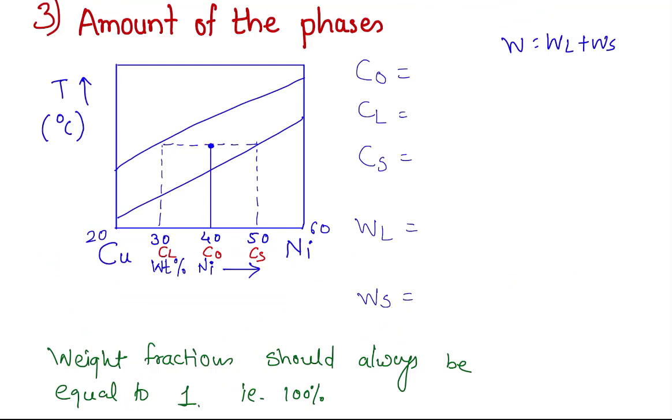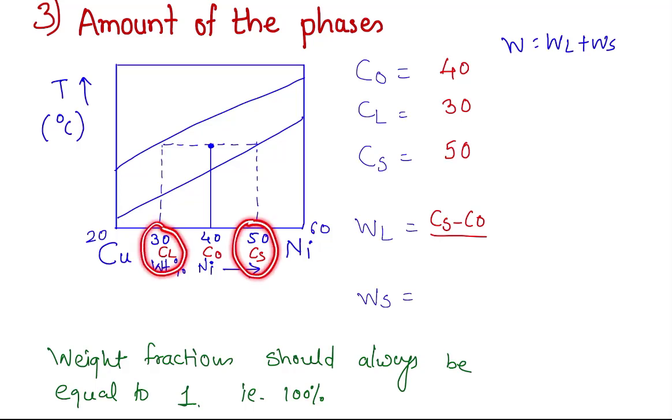So in this example, we will find out the weight fraction of solid and weight fraction of liquid. So from this phase diagram, C0 is equal to 40, Cl is equal to 30, and Cs is equal to 50. So as I told you, to find out the weight fraction of liquid, you have to neglect Cl. These two are remaining. Subtract smallest from largest. So it will be Cs minus C0 upon largest concentration minus lowest concentration, Cs minus Cl.